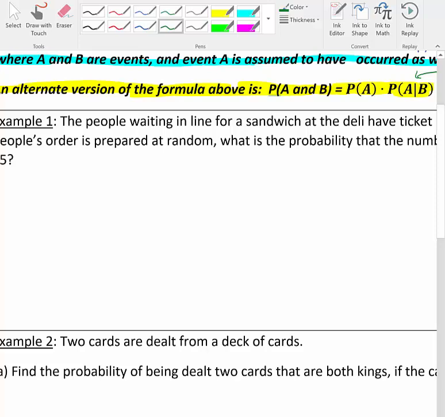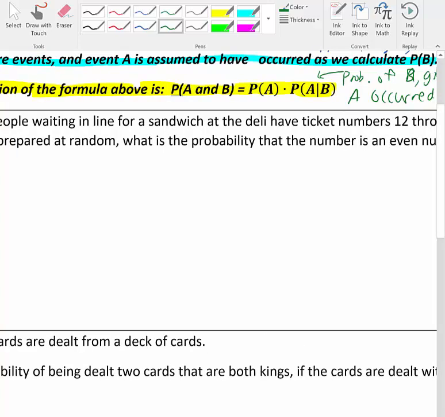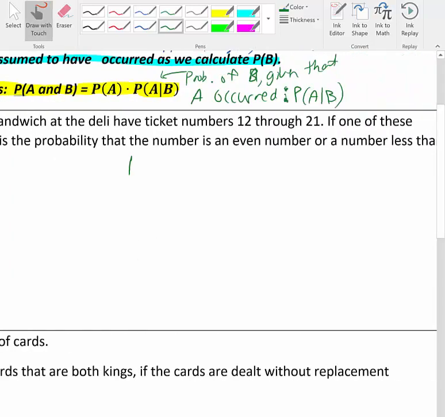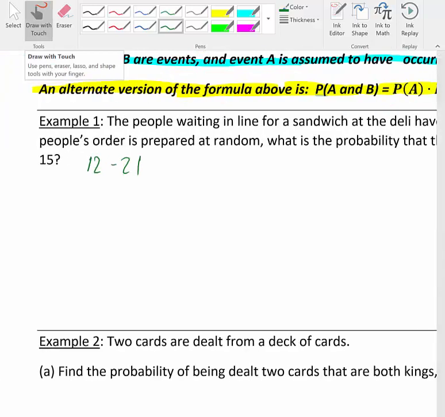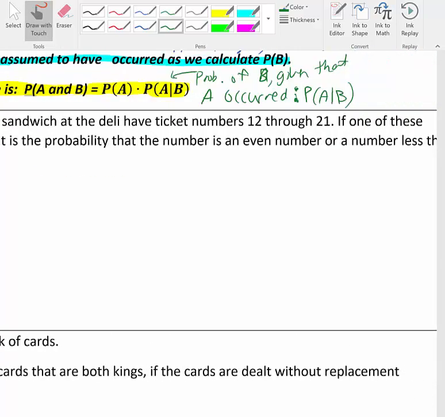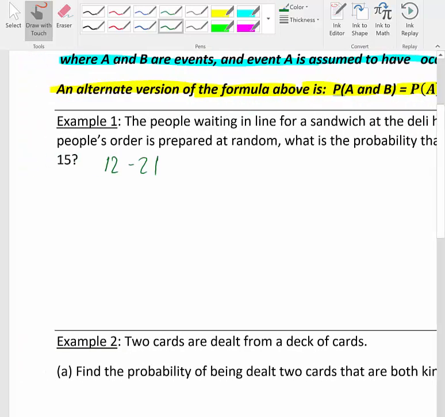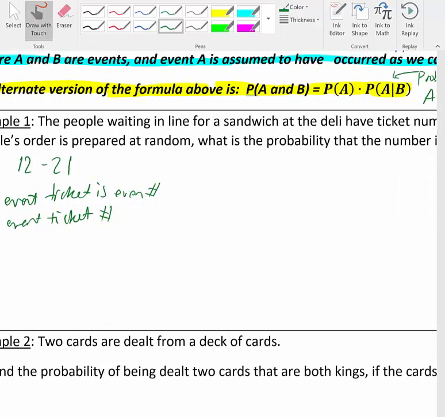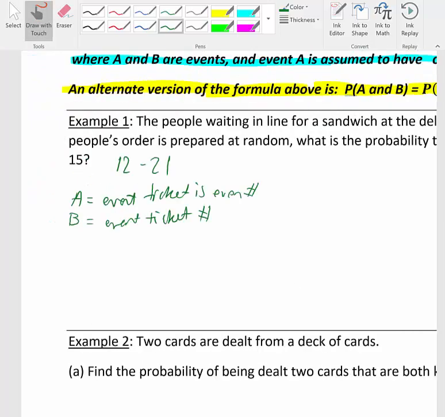Example 1. The people waiting in line for a sandwich at the deli have ticket numbers 12 through 21. Okay, I might write that down so I don't forget. If one of these people's orders is prepared at random, what is the probability that the number is an even number or a number less than 15? Let's say event A is the event that the ticket is an even number, and B is the event that the ticket number is less than 15.